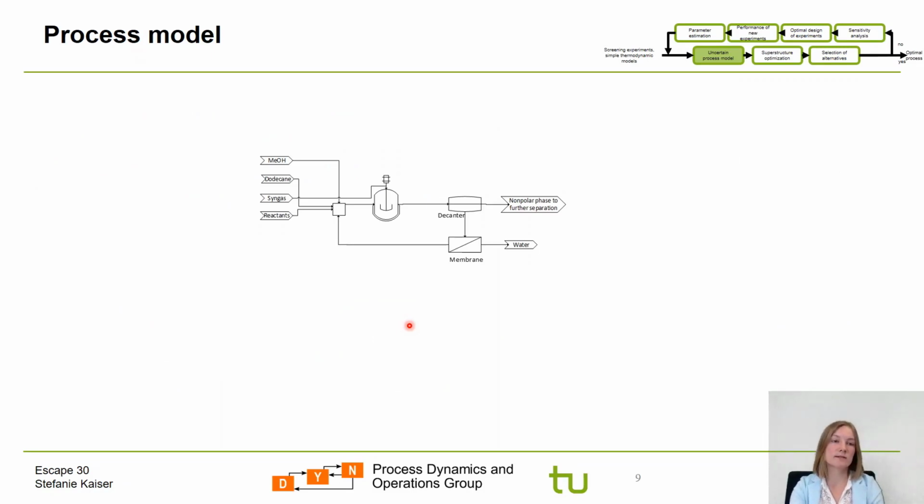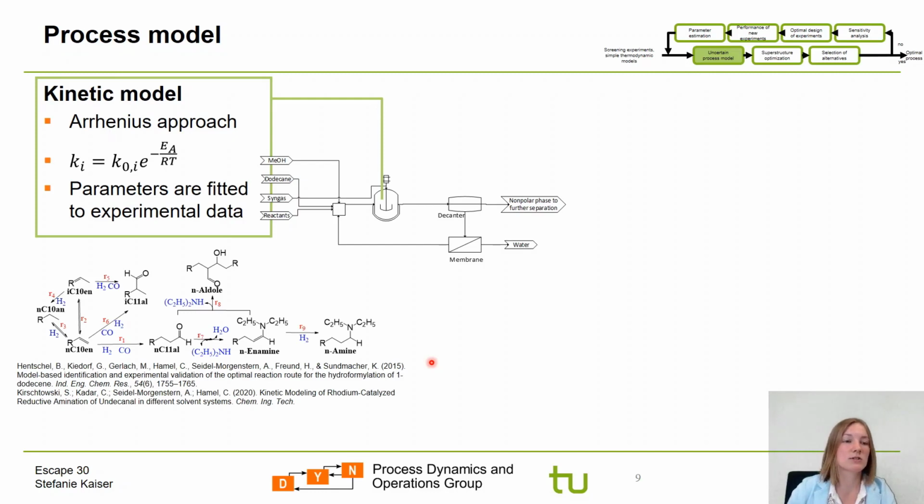So the first step was to model the process, and our process model consists of 3 parts. The first part is the kinetic model, which is modeled using the Arrhenius approach, and the parameters are fitted to experimental data. The structure of the reaction consists of 2 parts. We have the hydroformylation as the first part, so we use the structure of the kinetic model for this one. And the second part is the reductive amination, so we use the structure of the reductive amination to model this part and combine those 2.